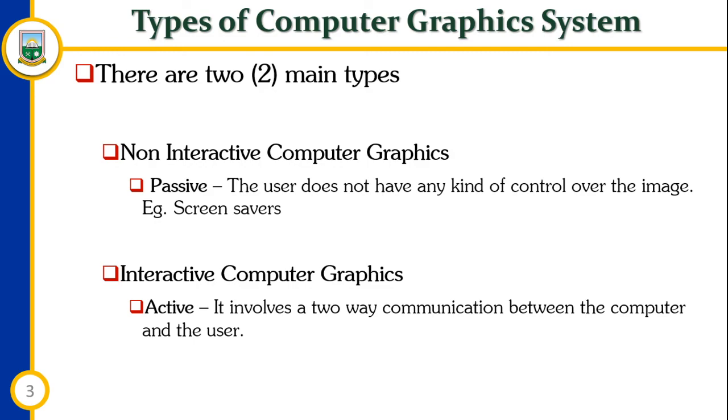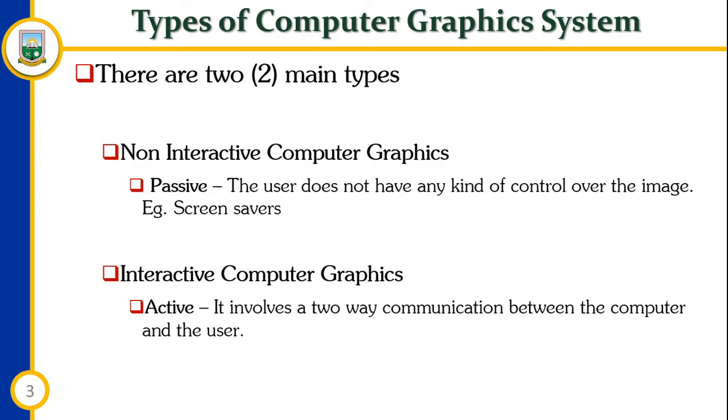And again, non-interactive computer graphics involve only one-way communication between the computer and the user. So the user can see the produced image and cannot make any change in the image that is displayed. Anytime you think about non-interactive computer graphics, you should think of it as passive. And if it is passive, then it means the user does not have any kind of control over the image that is displayed on the screen.